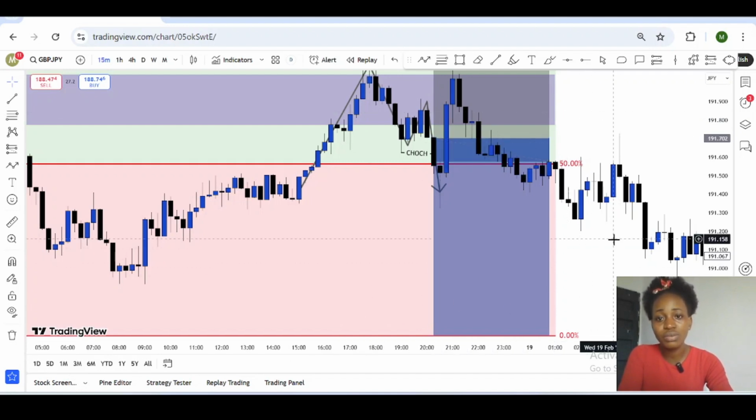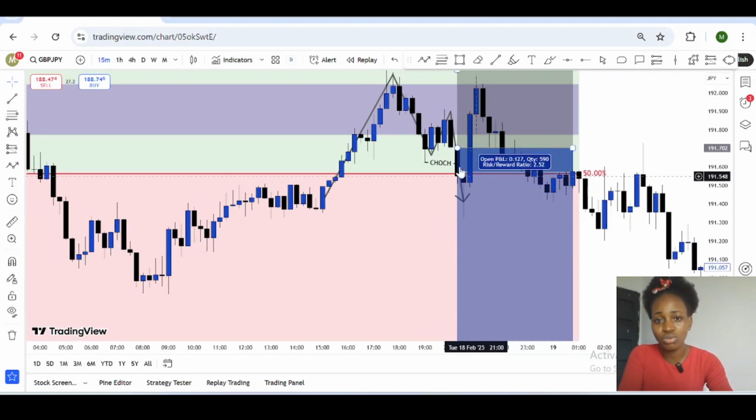So now let's continue. This is what I'm going to do now that I've seen that we have a shift in market structure. Let's say I did not even see this one coming.